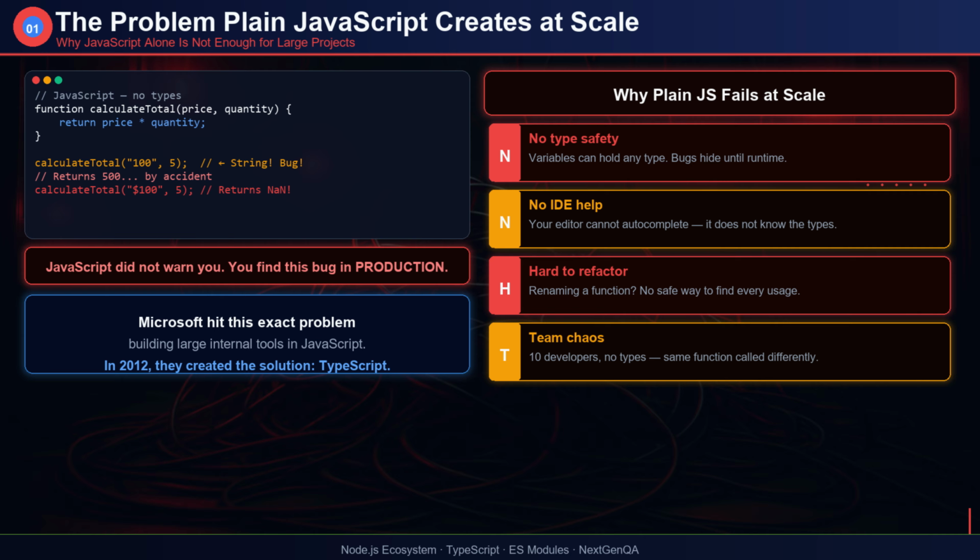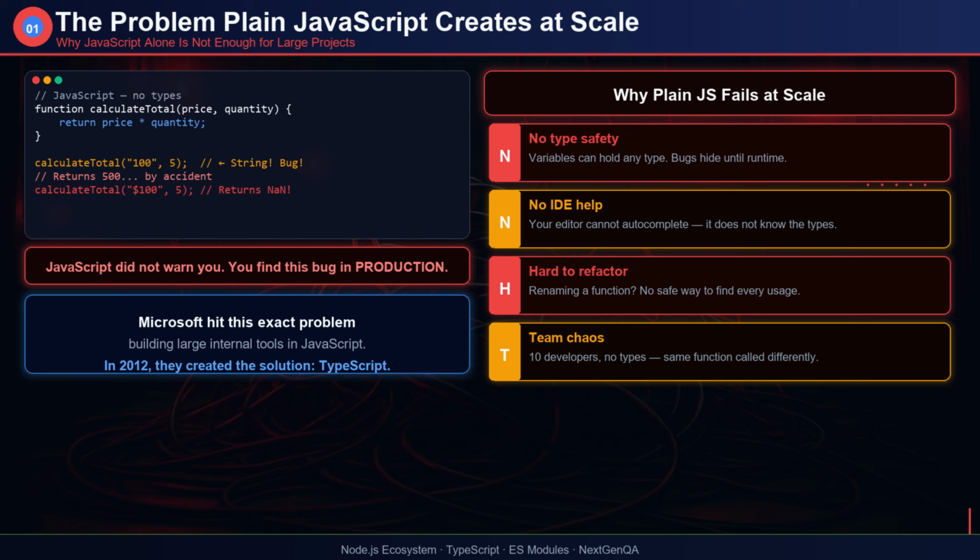If they had passed "$100" instead, you get NaN. JavaScript did not warn you. Your IDE did not warn you. You will only find this bug in production. This is the core problem with JavaScript at scale. No type safety, bugs hide until runtime, no IDE autocomplete. Your editor cannot help you. Renaming a function, good luck finding every usage. Large teams on large code bases, chaos.